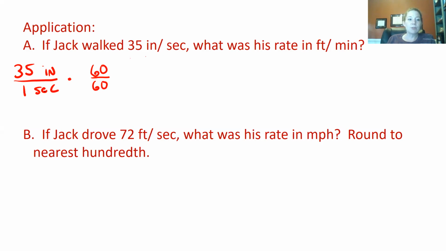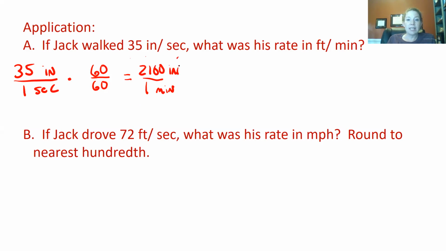Well, the reason we're multiplying by 60 is because we know there's 60 seconds in 1 hour. So now that we have multiplied 1 times 60, we know that 60 seconds is 1 minute. So we have converted our seconds to 1 minute. So on the top, we got 35 times 60 inches. Whoop, my calculator was off. 35 times 60 is now 2,100 inches.